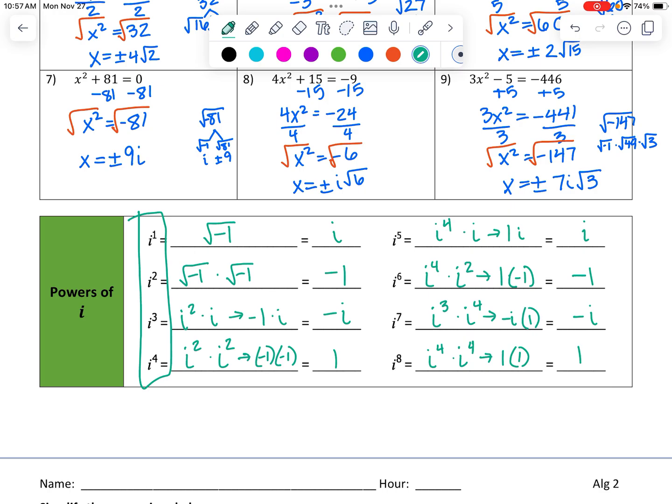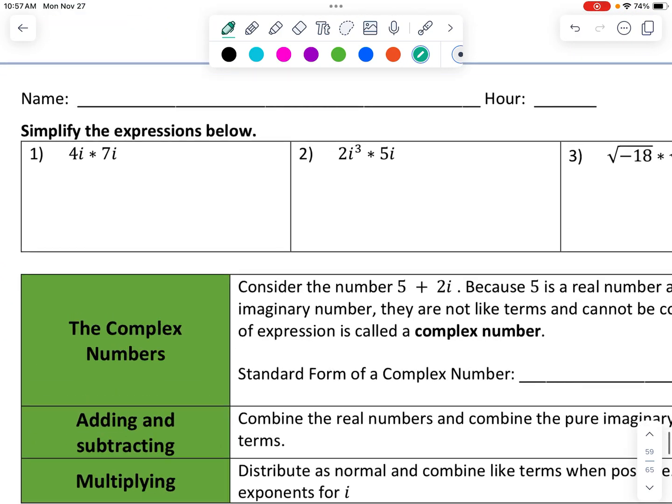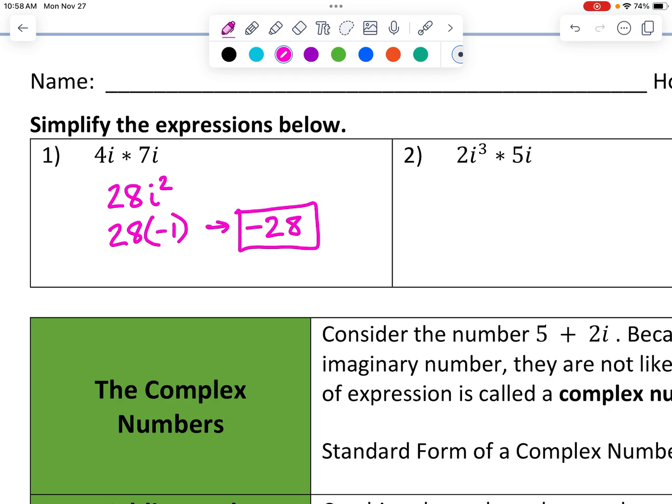Okay, so we are going to use some of those powers of i to help us out here. On this one, when I am multiplying 4i times 7i, I know the 4 times the 7, I get 28. And I know i times i gets i squared. We cannot leave i squared in our answer. Okay, we've got to make sure that we simplify it. Because we know i squared is negative 1, I'm going to have 28 times negative 1. So I get negative 28.